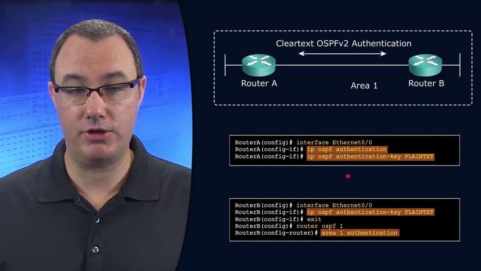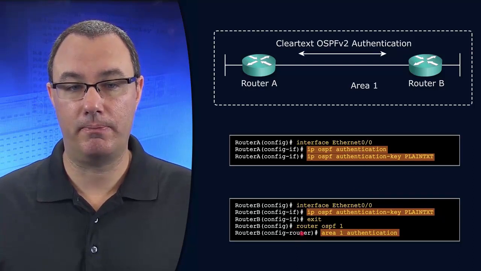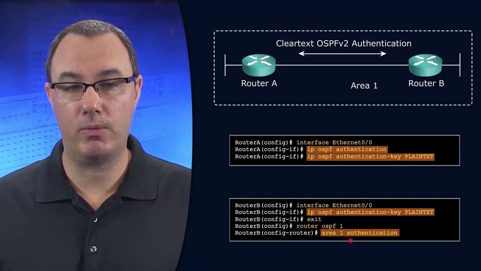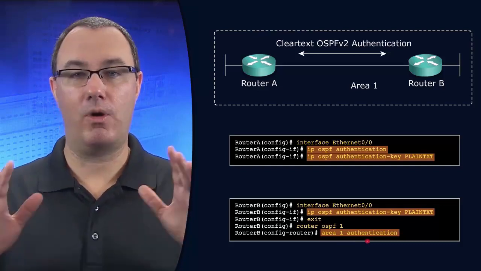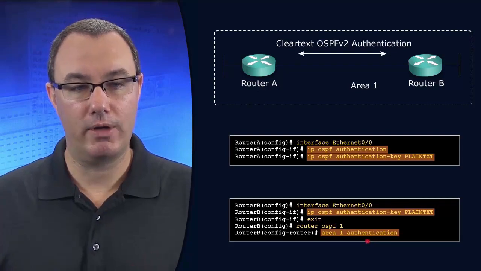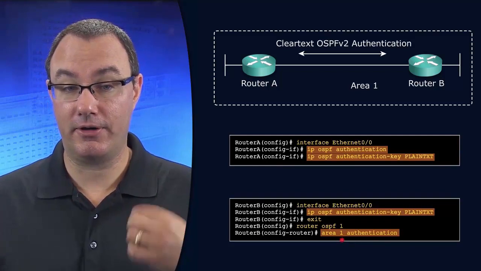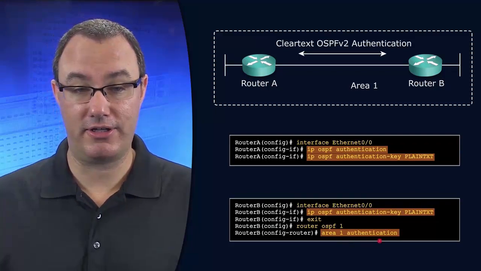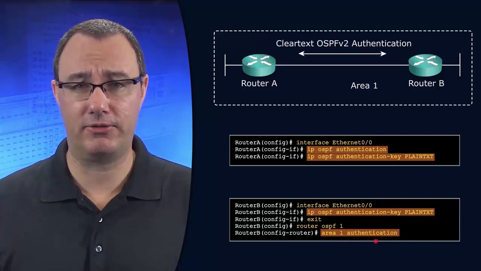Here's another thing I don't want you to do. Go into router configuration mode and then say, hey, area 1 authentication. That doesn't say to the whole area, I want all interfaces in this area to run authentication. Nope. What it does is it says, look for all interfaces on this router that are in this area, and then turn on authentication. Don't do it that way. Let me show you how to do this.